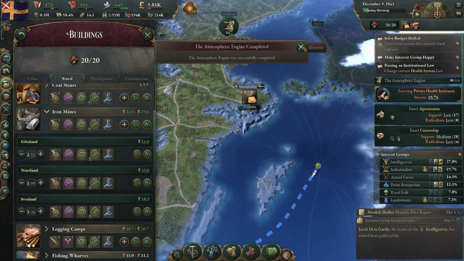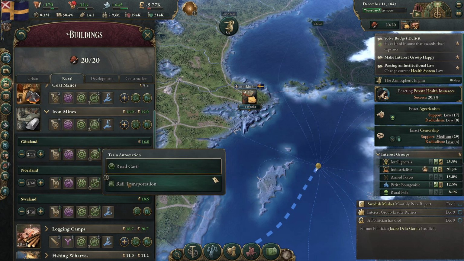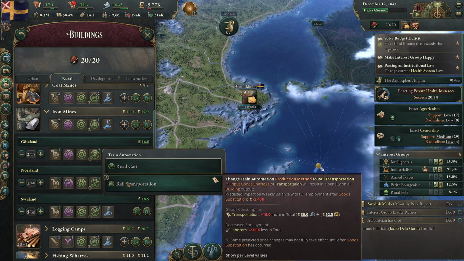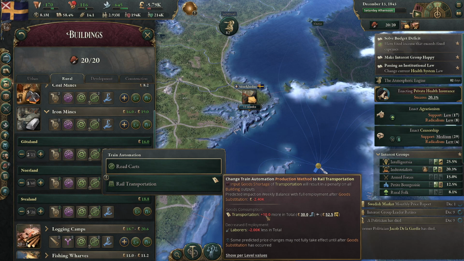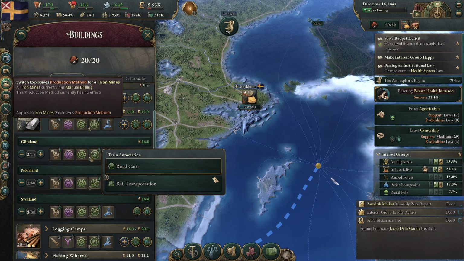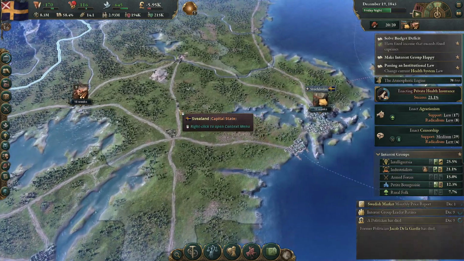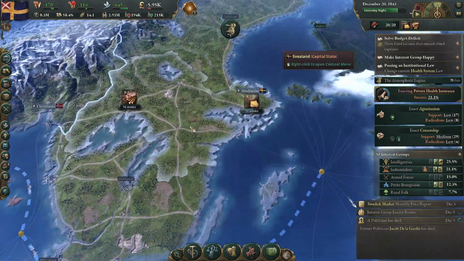The atmosphere engine was successfully completed. Okay. Now we've got rail transport here, but if you look in this, it says transportation plus 10%. So you can't really go to that until you've built railways. As well, as far as I know, we've got nitroglycerine. That will improve the quality of the mines. So we're just going to keep building that.